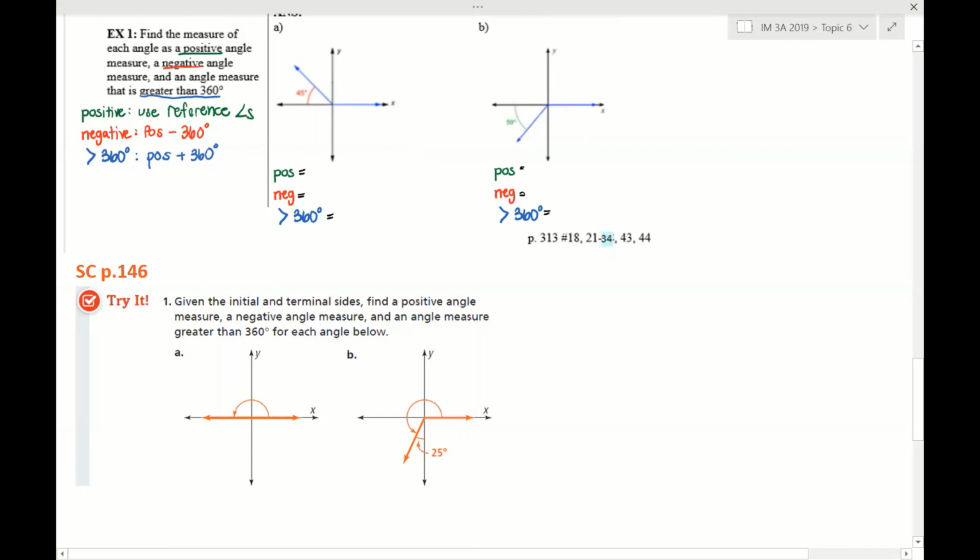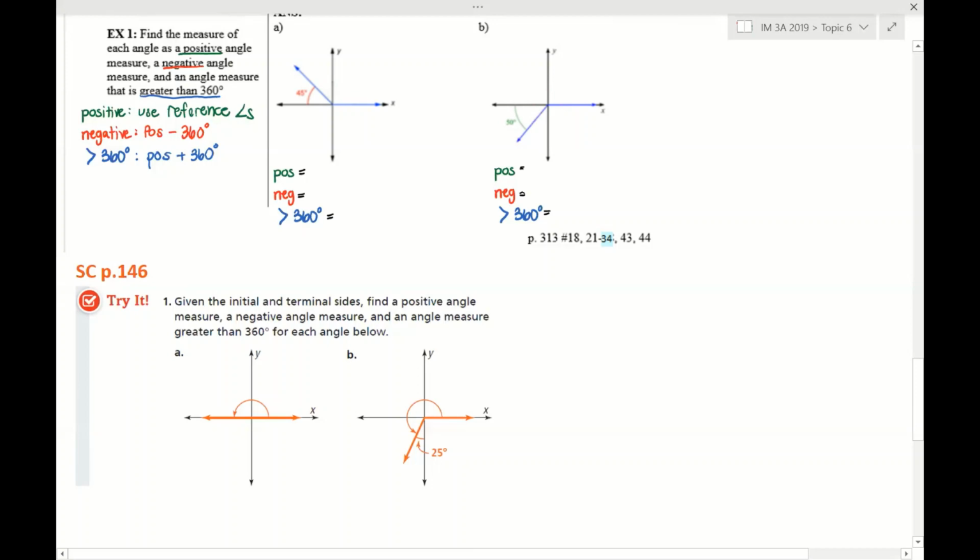So when I'm finding the positive angle, I'm doing exactly the same thing that we just did in example 2, C and D, using those formulas. And to find the negative, I'm doing the exact same thing that we did, which was take our positive value and subtract 360 from it. What's new is that they're asking us for angles that are greater than 360 degrees.